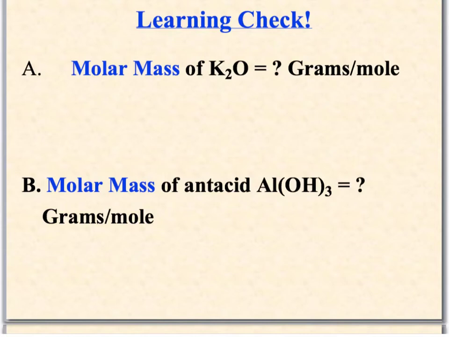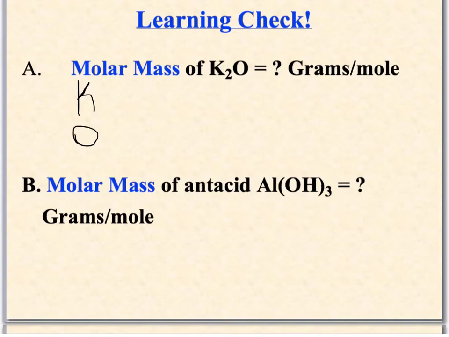Alright, you've probably got the hang of it by now, but let's go ahead and do two more examples just to make sure that you understand how to find the molar mass of a compound or molecule. So let's start with this potassium oxide. In potassium oxide, you have two elements. You have K, potassium, and O, oxygen.